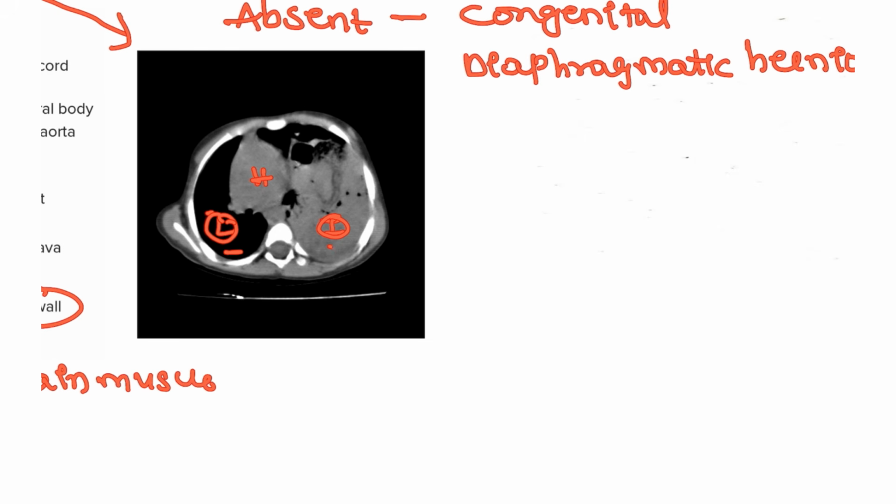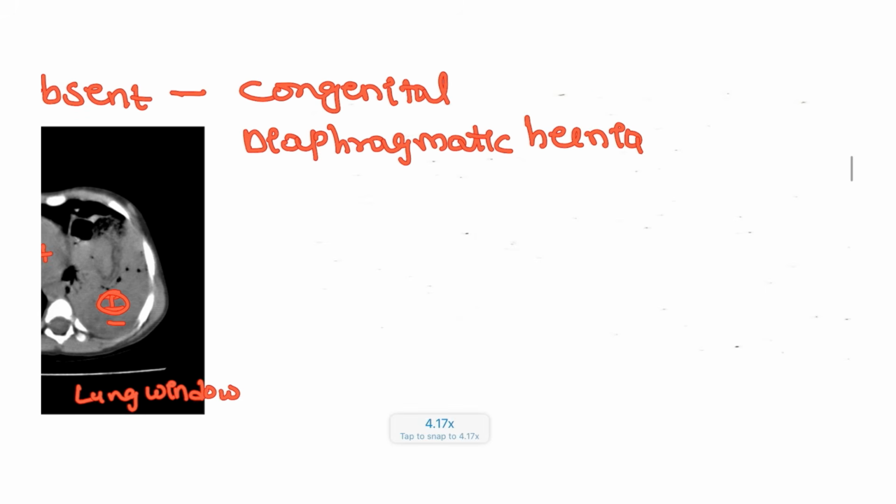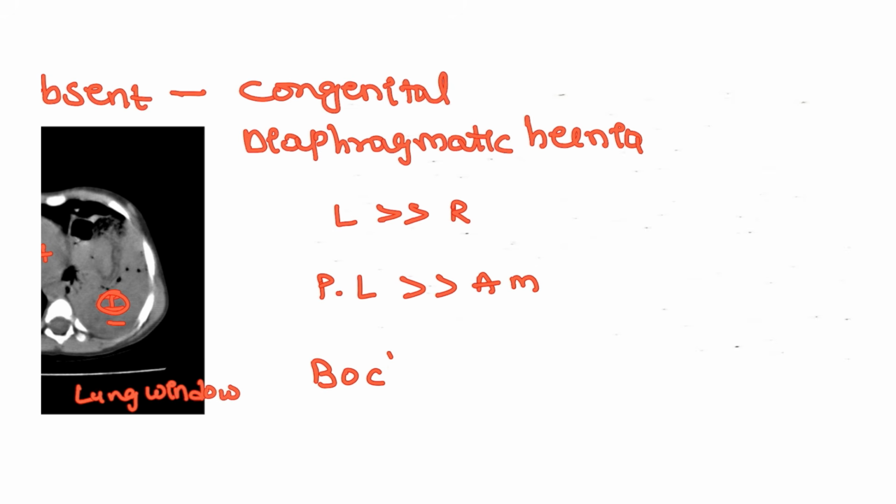So this is the lung, this is the intestine, this is a lung window, right? And this congenital diaphragmatic hernia, as I mentioned, the left side is more common than the right side. Okay, and posterolateral is more common than anteromedial, and the most common type is the Bochdalek hernia, more than the Morgagni hernia.